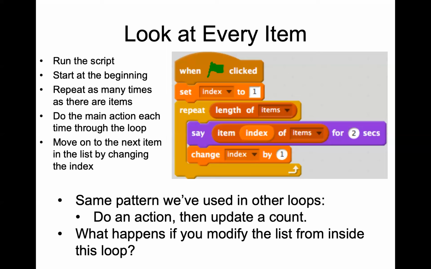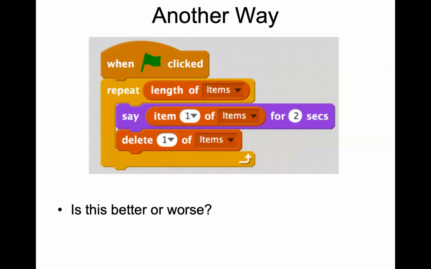So before finishing this piece of the lecture, let's look at a different way to loop through a list. Again, we repeat for the length of the items. Then every time through the loop, say the item at the beginning of the list items for 2 seconds, and then delete that item. If we do that, what's going to happen is we delete the item at the beginning of the list, and then the next time we execute the body of the loop, there's a new item at the beginning of the list. We say that, and then we delete that one.